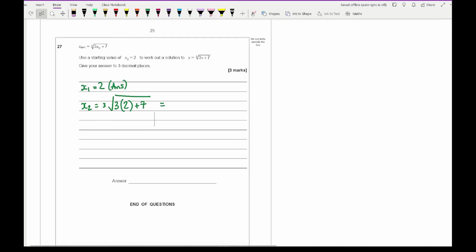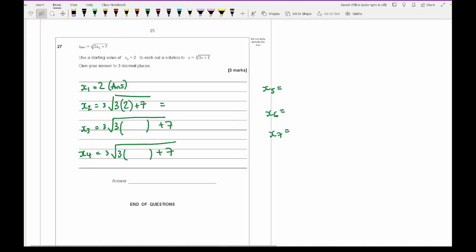So here, let me show you how I can use the calculator. And then for x3, it's going to be the cube root of 3 lots of whatever answer this is going to be, plus 7. And then x4 is going to be the cube root of 3 times whatever that previous answer was. And then x5, x6, x7, and hopefully from then it should stabilize.